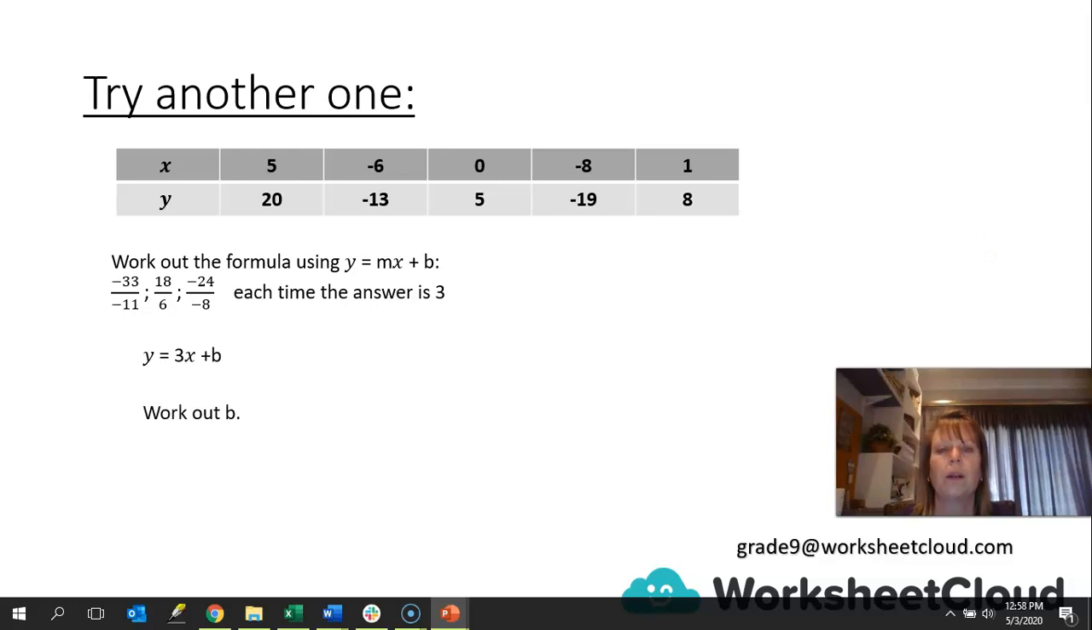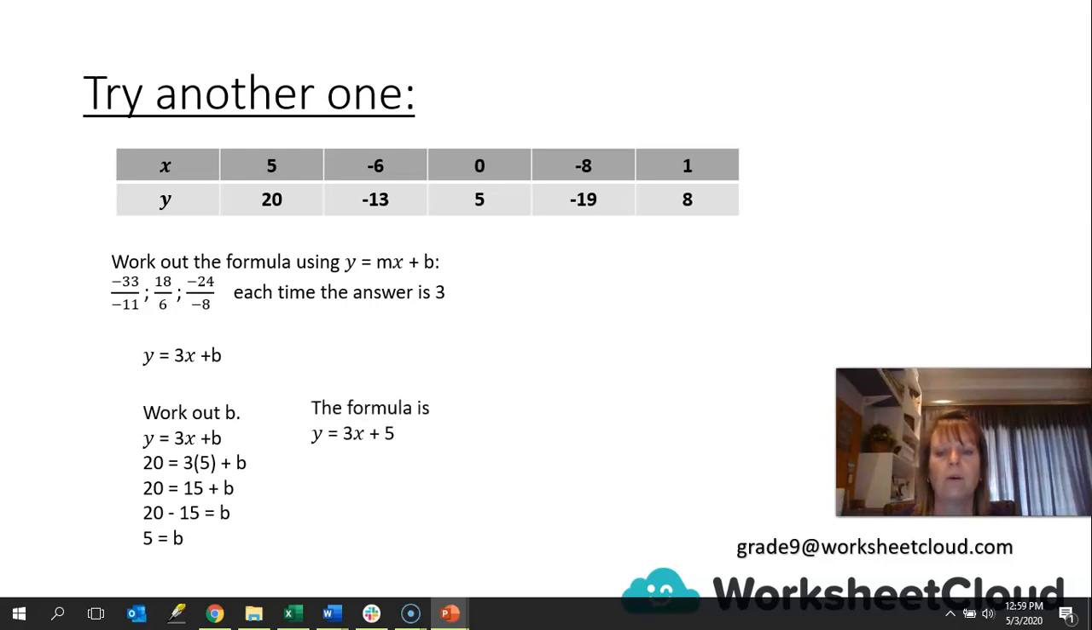Okay, let's go on. Now we've got to work out b, so we've got to plug in. Okay, we're going to plug in our first set of numbers, our first ordered pair, and the y is 20 and the x is 5. Okay, so we are then going to multiply 3 times 5, and we're going to end up with 15. We then are going to take the 15 across the equal sign, say 20 minus 15 is going to give me my b value, and that's going to be b is equal to 5. So what is your formula going to be? It's going to be y is equal to 3x plus 5.